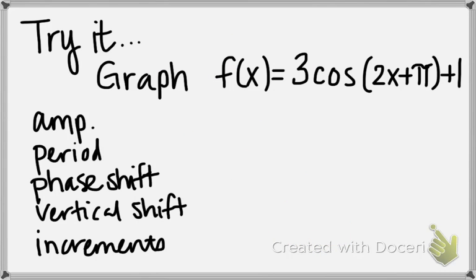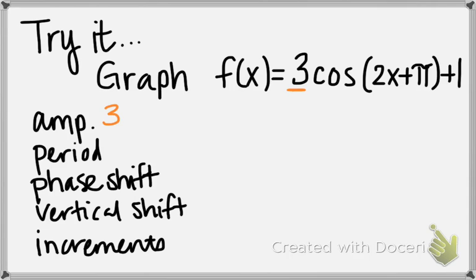Now let's try this with the function f of x equals 3 cosine of 2x plus pi, plus 1. First of all, the amplitude is controlled by the coefficient of the function. So in this case, the amplitude is going to be 3. So we're going to have a vertical stretch of 3 above and below the baseline.